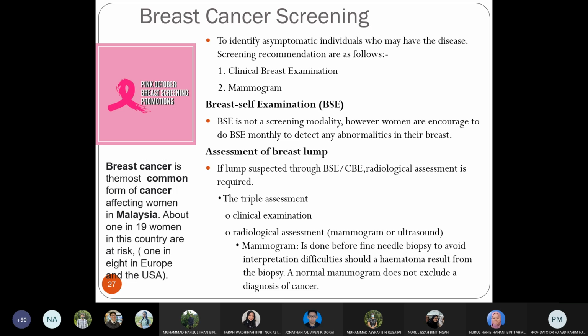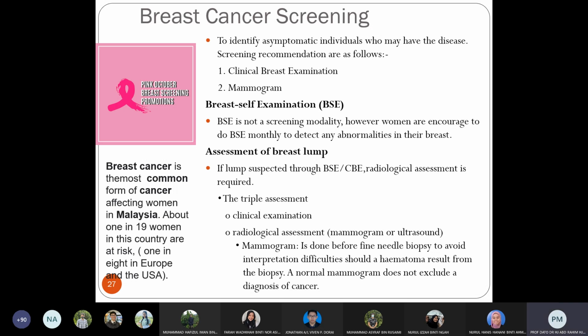As a nation we teach how to do self-breast examination, and at the same time we can do further tests. BSE is not a screening, but however women are encouraged to do BSE monthly to detect any abnormalities in their breast, assessment of breast lump.